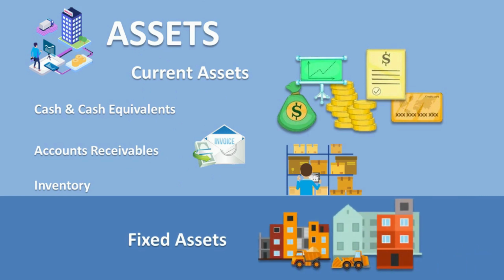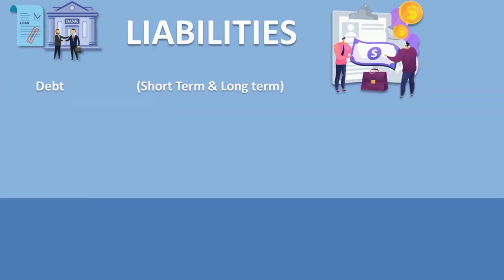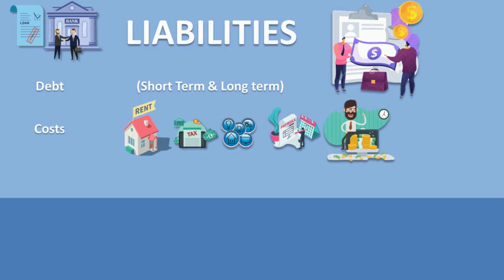Liabilities. Liabilities are debts that a company owes and costs that it needs to pay in order to keep the company running. Debt is a liability, whether it is a long-term loan or a bill that is due to be paid. Costs include rent, taxes, utilities, salaries, wages, and dividends payable.